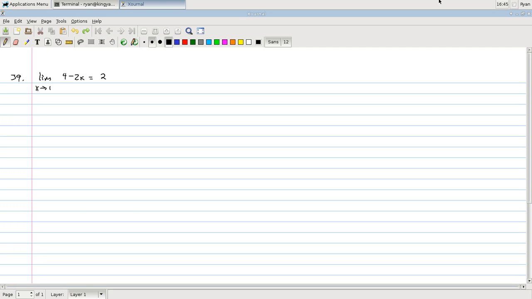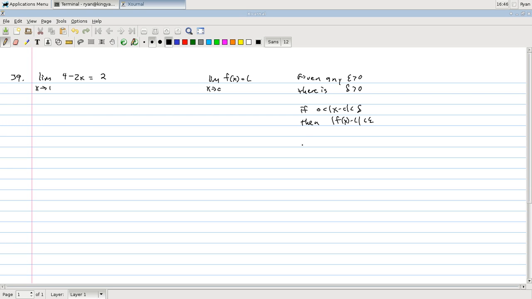Problem 39. Prove that the limit as x goes to 1 of 4 minus 2x equals 2. Recall the definition of limit. That is, the limit as x goes to c of f of x equals L. This means, given any positive number epsilon, we can find a positive number delta so that if the distance from x to c is less than delta, then the distance from f of x to L is less than epsilon.